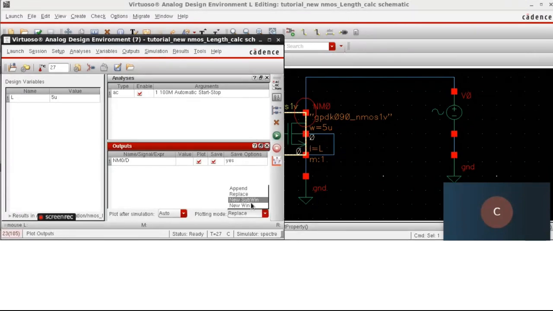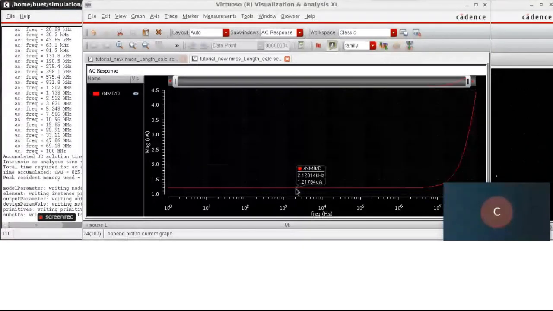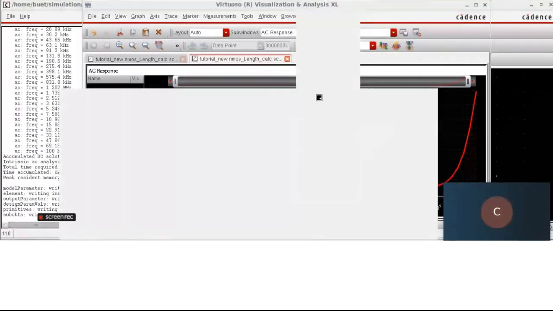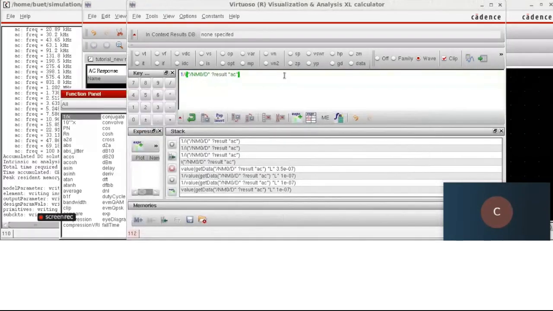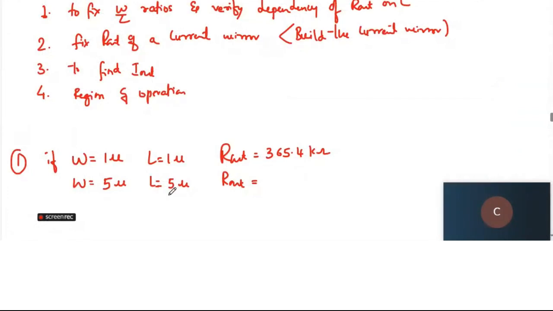I'll just window and I'll run it. We'll repeat it, send it to the calculator, take its 1 by X value, run it. Now if you see, it has become 821.25 kilo ohm. That means straight away R out increased.